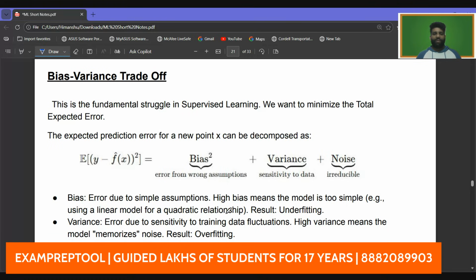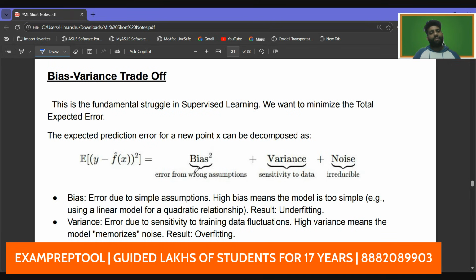So the overall error is the expected value of y minus f x cap. Here f x cap is not just the model which we predicted. It is a mean model or an average model or expected model. For an example, if I'm using a linear regression model, I might get a number of linear regression models. So if I use the average model on top of that, then what would be the expected value of my error is what I'm talking about.